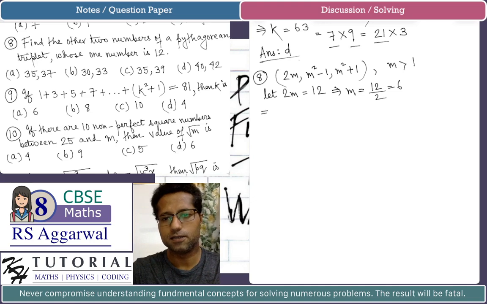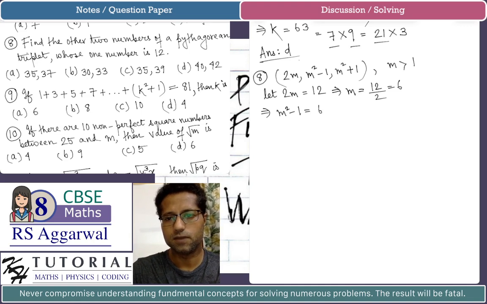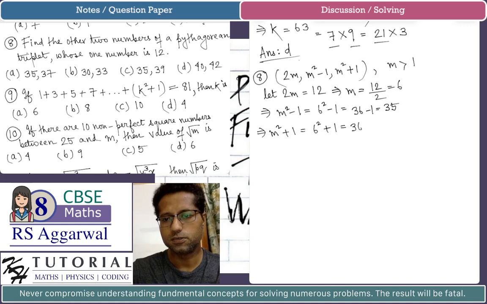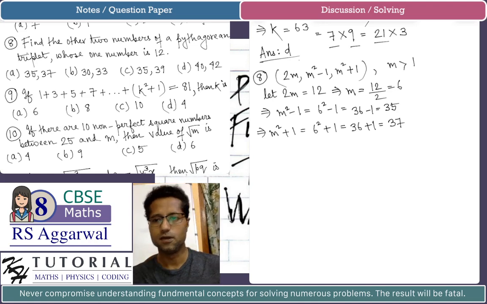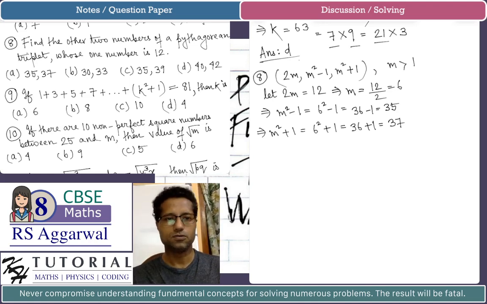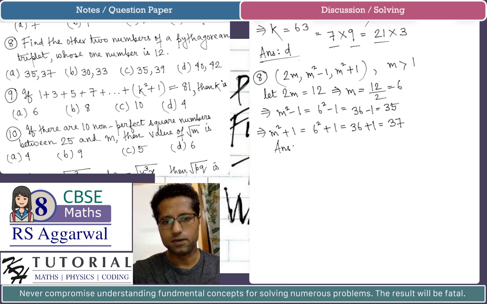Now this implies the other numbers will be m square minus 1, that is 6 square minus 1, that is 36 minus 1, which is 35. And also the third number will be m square plus 1, that is equal to 6 square plus 1. This will be equal to 36 plus 1, which is 37. Now you can see that we have the choice 35 and 37, obviously. So we can clearly say that the correct choice is A.